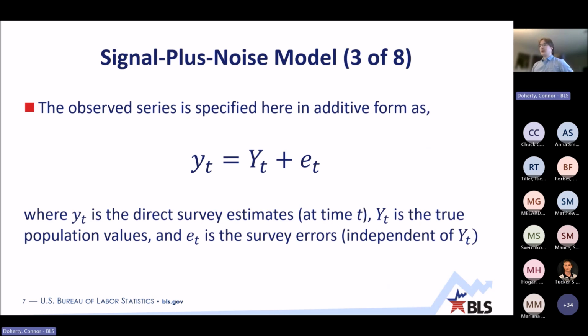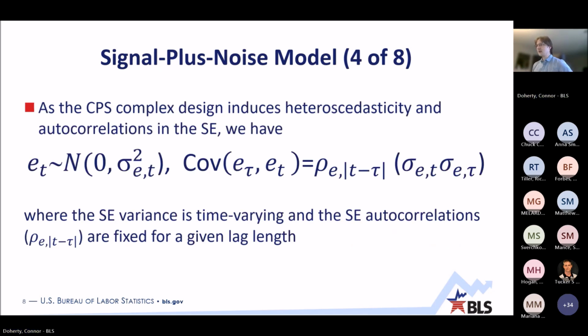So now we get to our model. This is what it looks like in additive form. We've got, just going from left to right here, small y is our direct survey estimates, capital Y is our true population values, and E are the survey errors. And the survey errors and population values are independent of each other. Let's look a little closer at those survey errors. That's what we're interested in today.